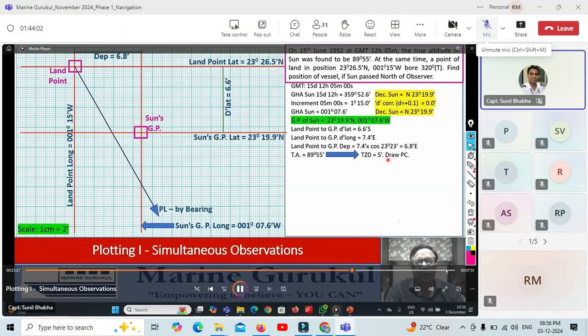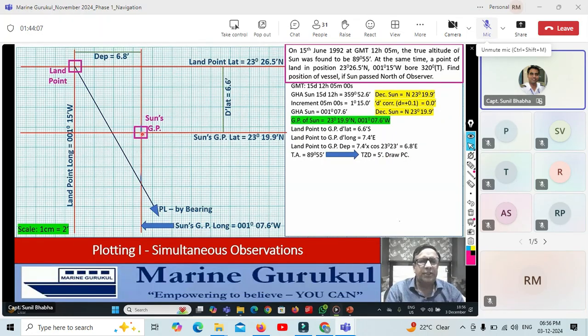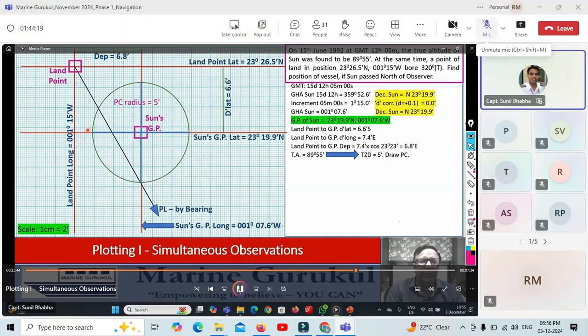Which becomes the radius, 5 miles becomes the radius of the circle. So with this GP as the center and 5 miles as the radius, we draw the position circle. And this is the position circle of the vessel. Since this PC and the PL are for the same time, the vessel could be at the point of their intersection. Okay. Now we have the position circle, the high altitude observation plotted on the screen. So any doubts in this?